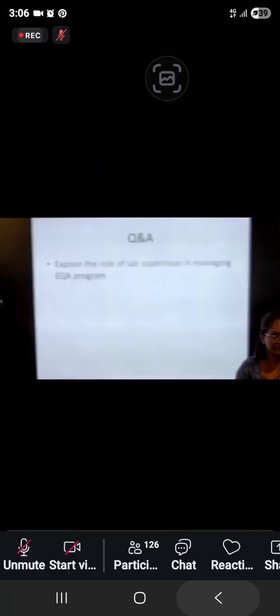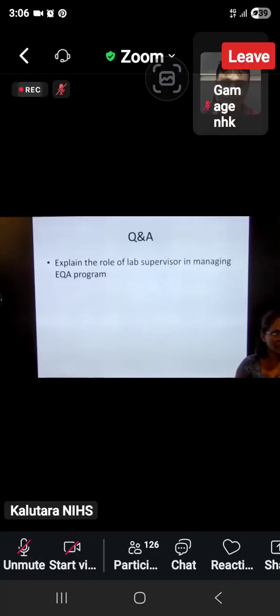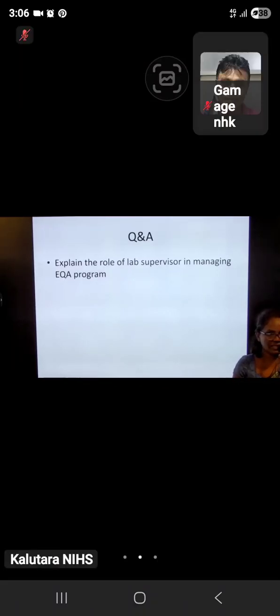Then, explain the role of the lab supervisor in managing the EQA program. Now, can you answer this question? It is part of the same question. Explain the role of the lab supervisor in managing the EQA program. Can someone give the answer to this? Here you think, logically you think. As the manager, what is the role in the EQA program? Can someone explain?